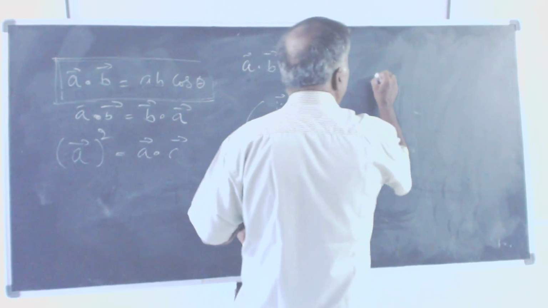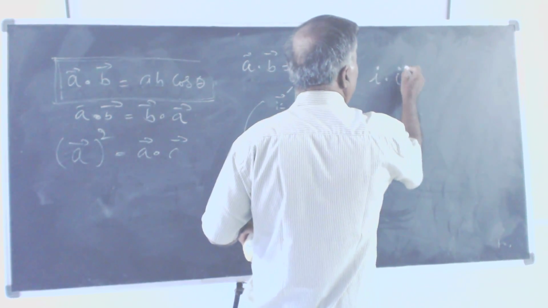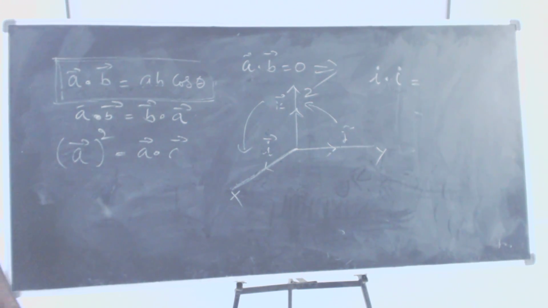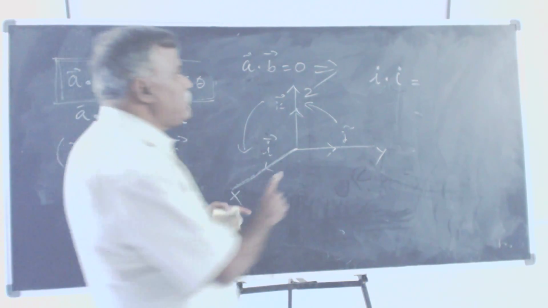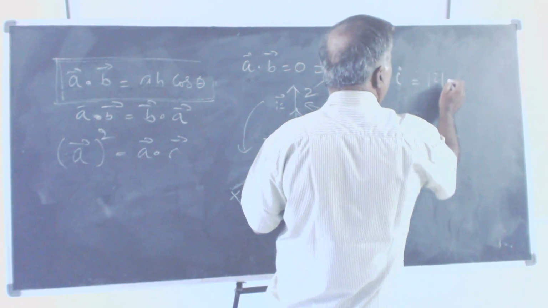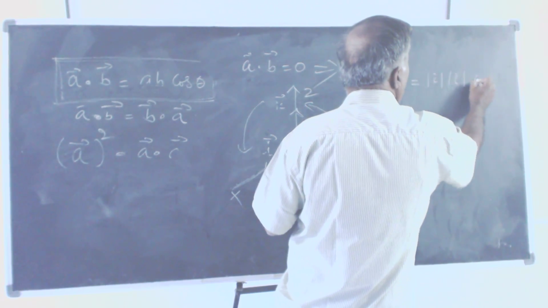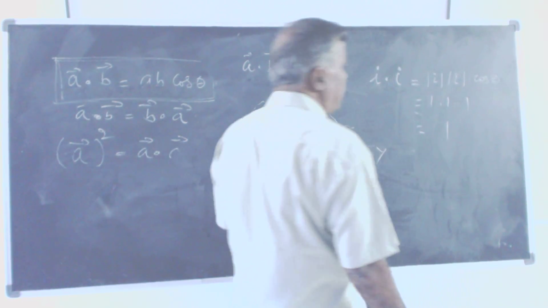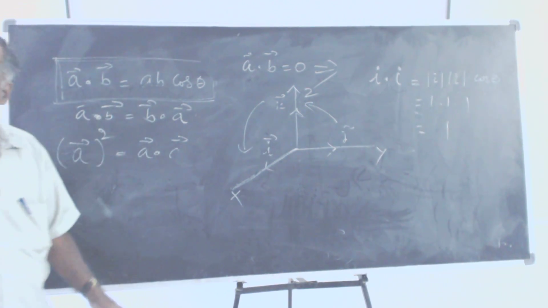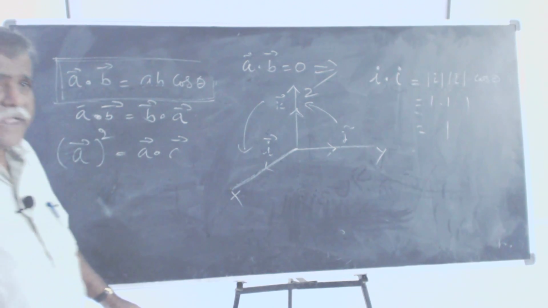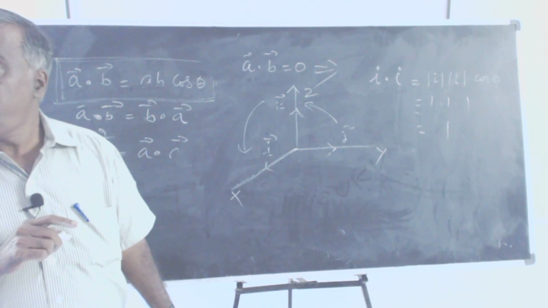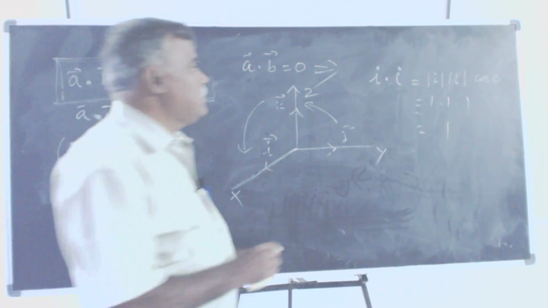Now let us see what is i dot i. i dot i means the angle between them is 0. i and i angle is what? 0. So first vector modulus 1, second vector modulus 1, cos 0, so everything is 1 into 1 into 1. So i dot i is 1. Usually I told you, what is a dot a? a square.